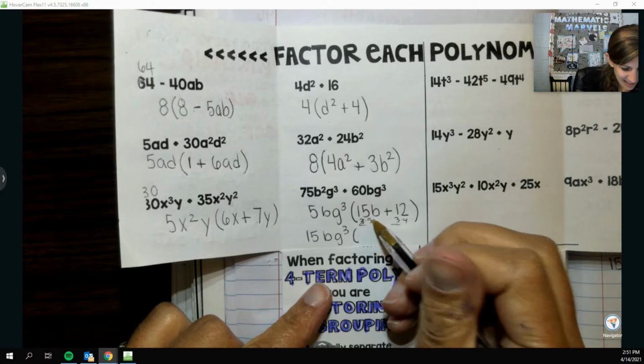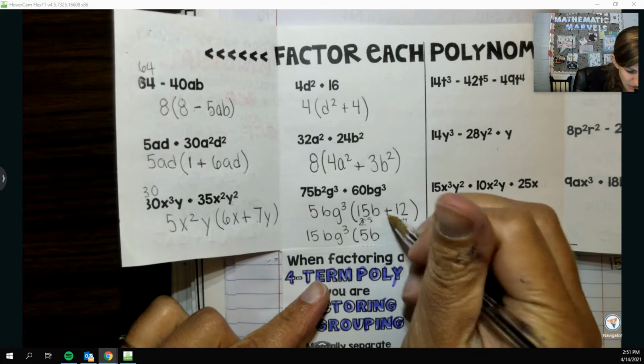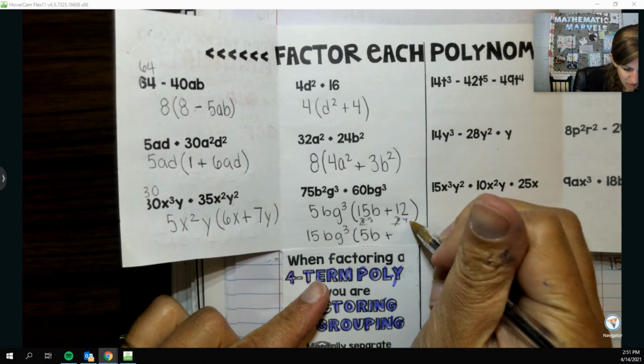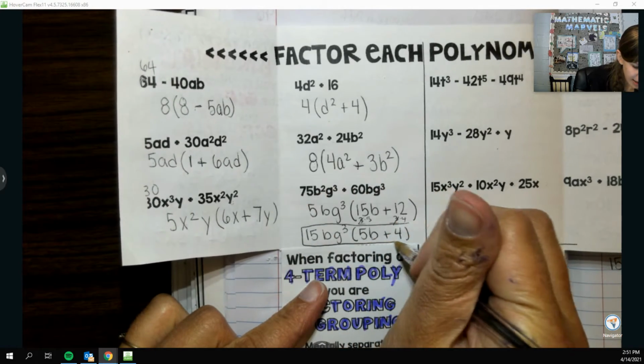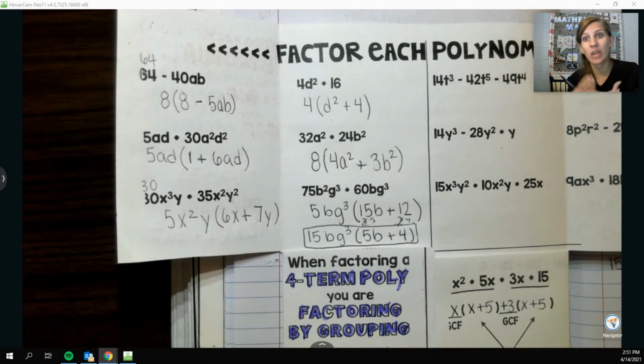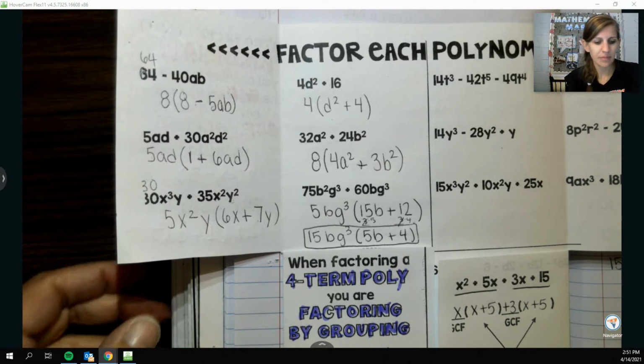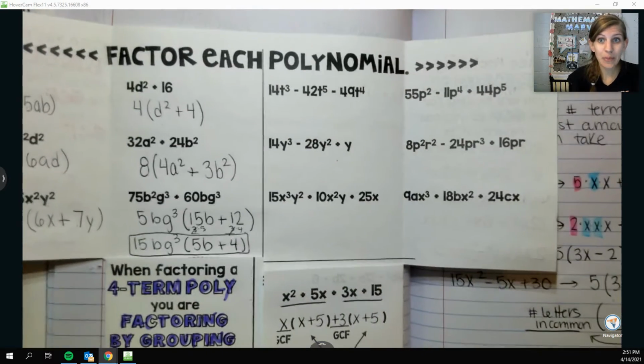And now that I took the 3 out of here, I really have 5b left, plus I took the 3 out there, 4. So that really should be our final answer, because I always want to take the greatest common factor out. All right, we can do it with trinomials as well.